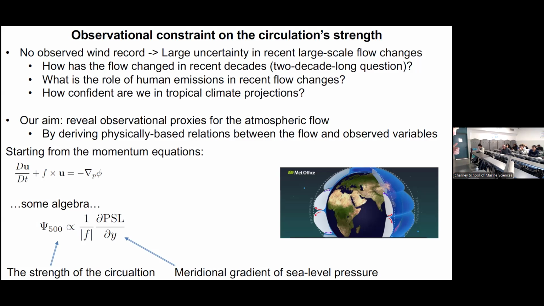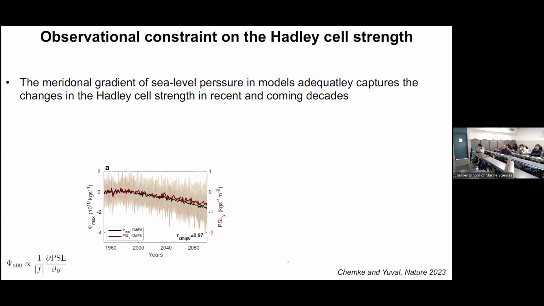Okay, so we go to models. On the plot here, you see in black line the evolution of the strength of the circulation that you saw before. It corresponds to the left y-axis, and you see the reduction over the 20th and 21st century, and you see this weakening that we saw before, the same plot you saw before in the beginning of the Hadley circulation. Models show this weakening in recent and coming decades, and this is the average over all models together.